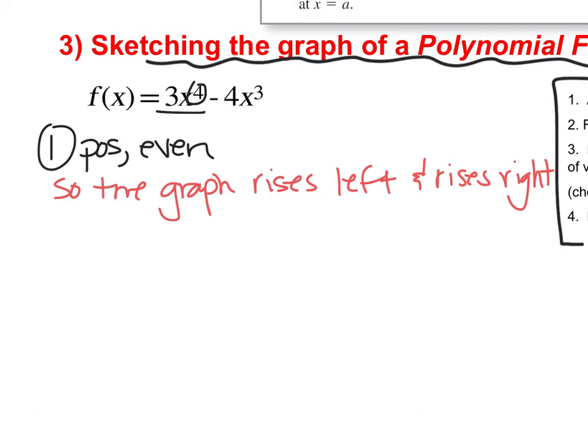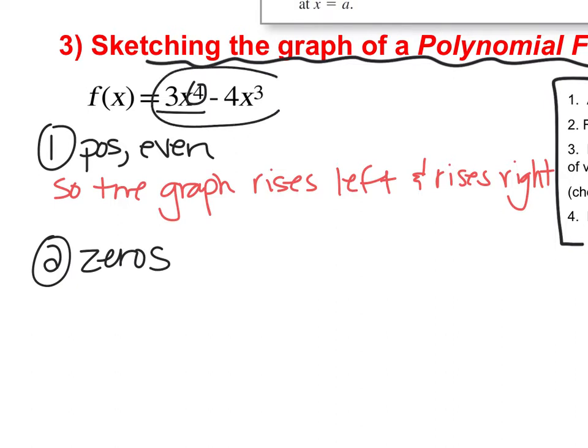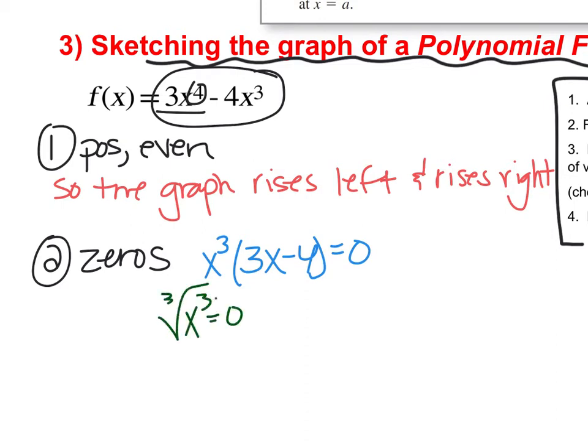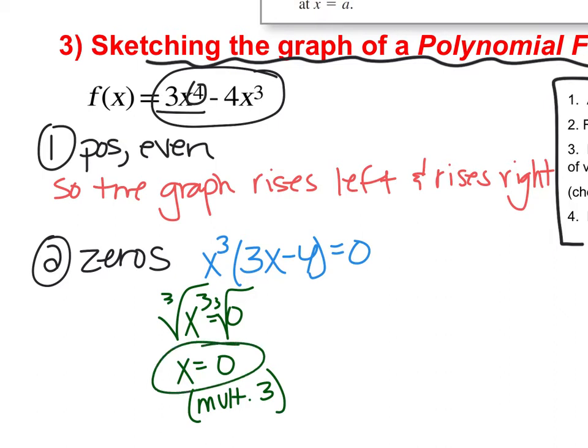So let's do number 2, the zeros. If we take our function up here, it looks like we can factor out an x to the third. So we can do x to the third. That leaves us with 3x minus 4. That will equal 0. And then if we set each piece equal to 0, we get x to the third equals 0. So here we would take the cube root. Now here, that means that x equals 0 3 times. So the multiplicity there is 3. 3 of our zeros are at the same point. So there's one of our zeros at x equals 0.